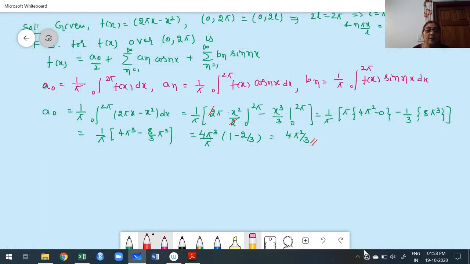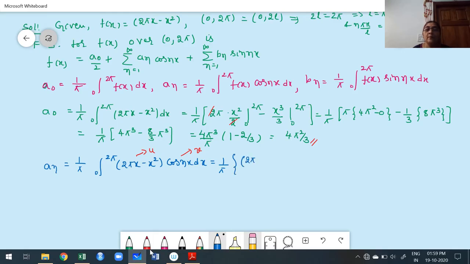What is my an formula? You already know that. An is nothing but 1 by pi integral 0 to 2 pi, 2 pi x minus x square into the function. What is the function? Cos nx with respect to x. You go for the uv rule; this is the u function, this is the v function. Now from the uv rule, 2 pi x minus x square into the integration of cosine nx, which is sin nx by n.